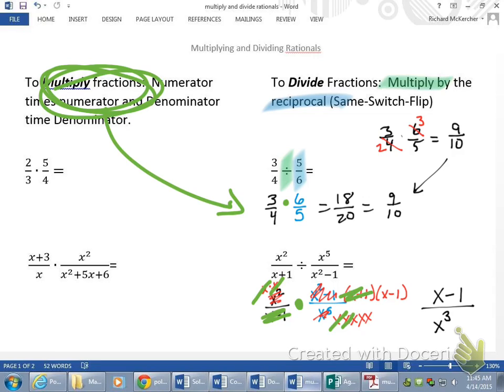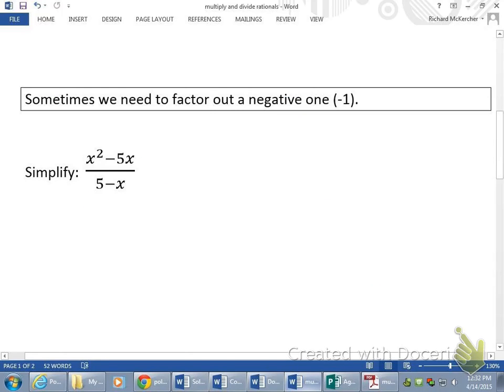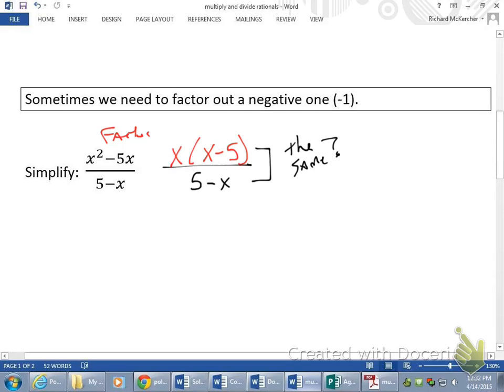Okay? Now, go ahead and look through that as often as you need to for multiplying and dividing. Yesterday we had a situation come up where sometimes we have to take out a -1. So here's a real quick example of what that might look like. If I factor the numerator, I look at this situation here, and some people are tempted to cross that out, but they're not the same. Okay, these are not the same, but they end up being really, really close to the same. They're actually exactly opposites of each other.